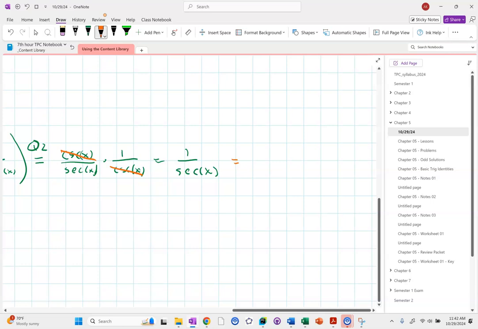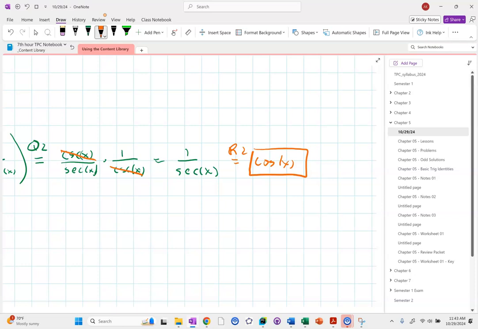Yes. So just turn that into cosine x, and we're done. Easy peasy. So for these problems, we're just trying to reduce everything into one thing. That feel okay, Sam?